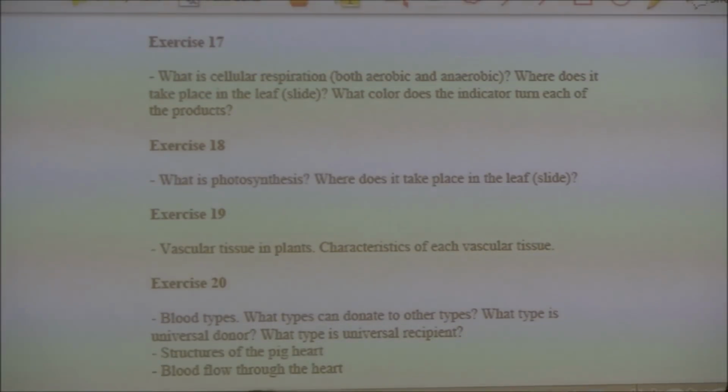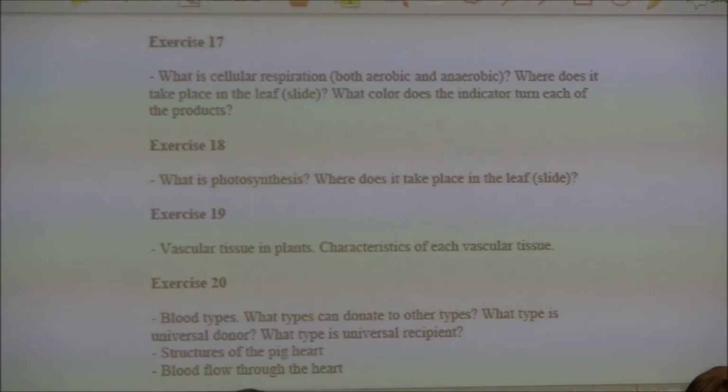Now, exercise 17, the first part says, what is cellular respiration, both aerobic and anaerobic? I just want the definition. What is aerobic cellular respiration? What is anaerobic cellular respiration? Okay?